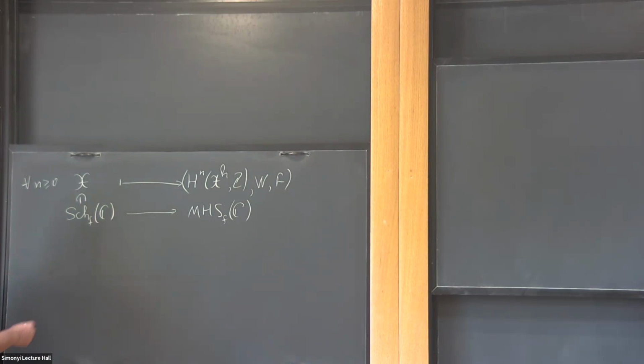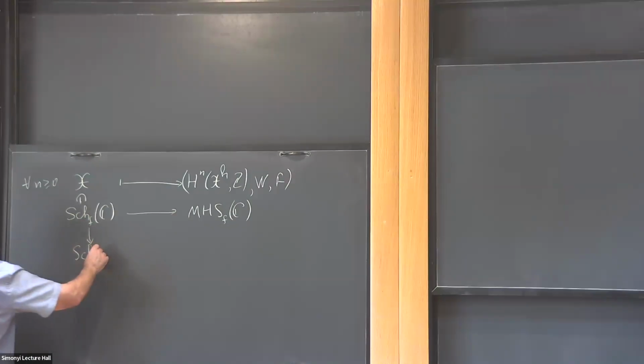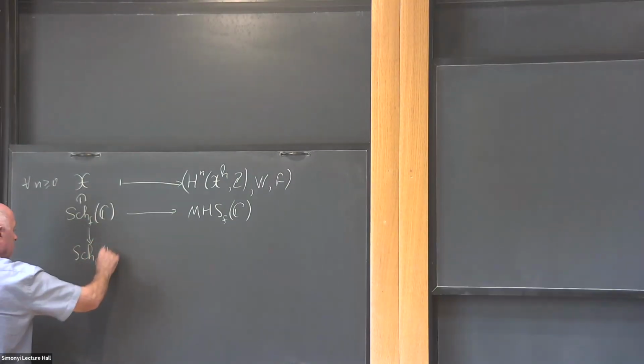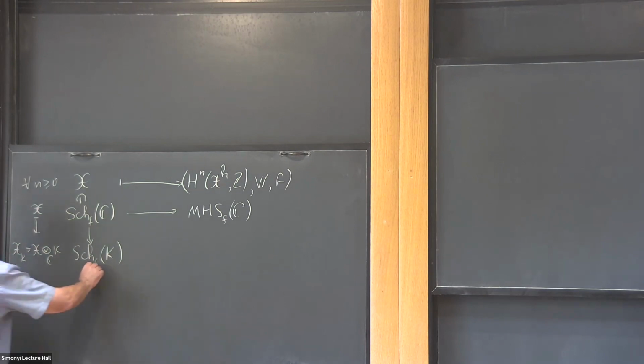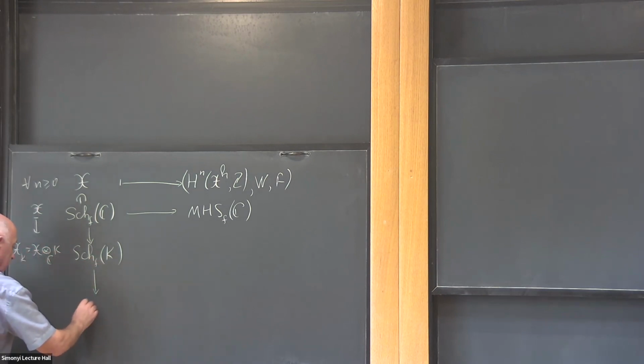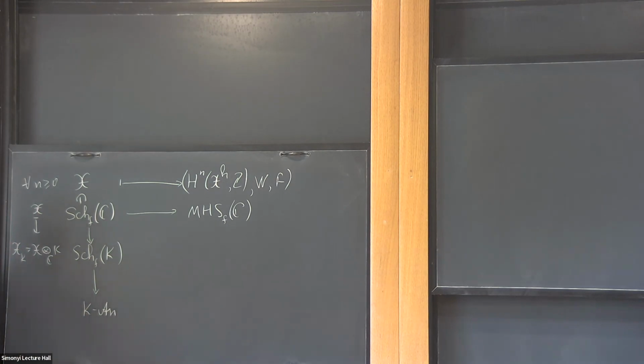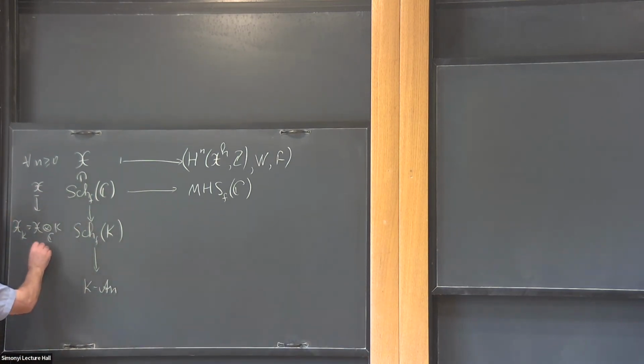So you have such a field K, and there is a natural functor from the category of algebraic varieties over C to the category of schemes of finite type over K. It takes X to X_K. And since K is a non-Archimedean field, there is a functor from the category of schemes to the category of K-analytic spaces, which takes an algebraic variety over K to its non-Archimedean analytification.